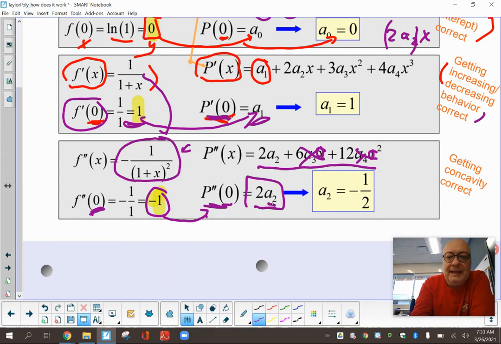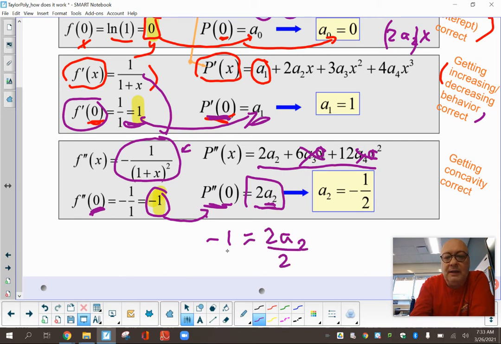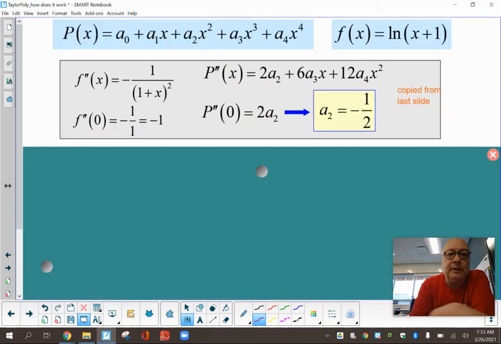So, well, what is a sub 2 then? If the result has to be negative 1 here, my second derivative polynomial has to match the concavity value of negative 1. So then how do I get whatever a sub 2 is? Well, I divide by 2. And that gives me negative half. And I will continue, a little bit quicker.